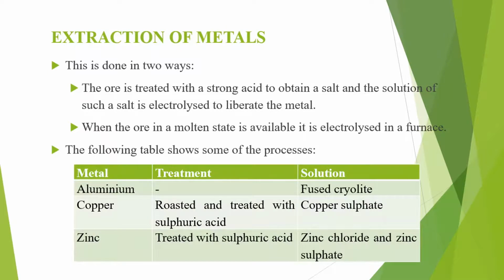Next is extraction of metals. This is done in two ways. First one, the metal ore is treated with strong acid to obtain a salt, and the solution of such salt is electrolyzed to liberate the metal. Second method is when the metal ore is available in molten state, it will be electrolyzed in a furnace.